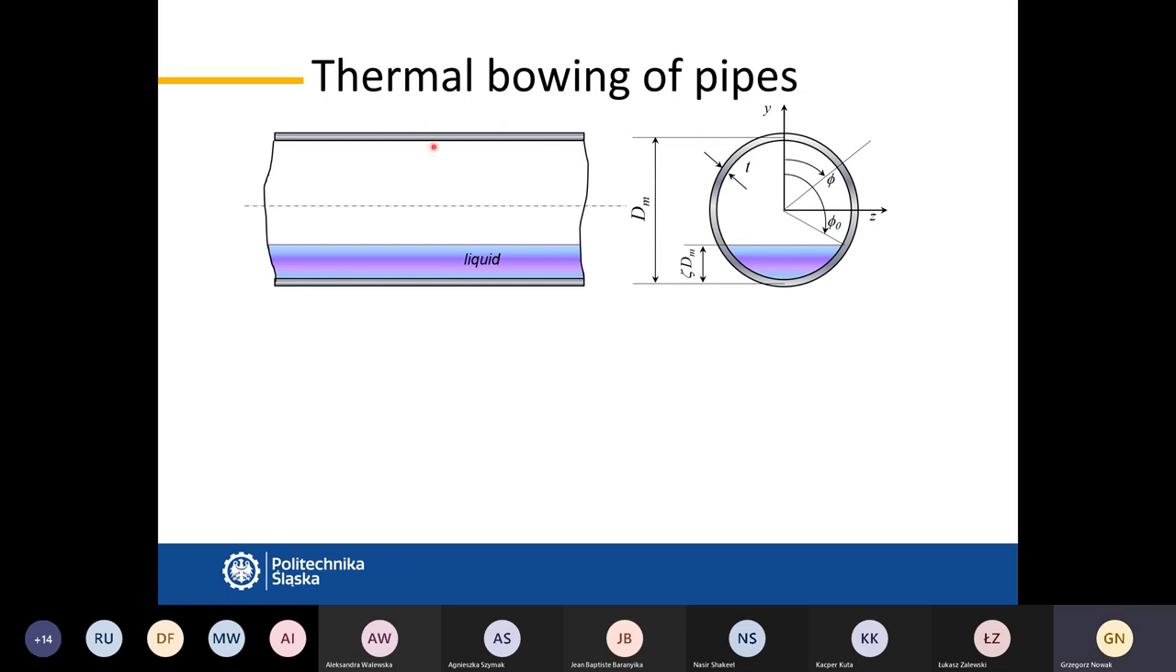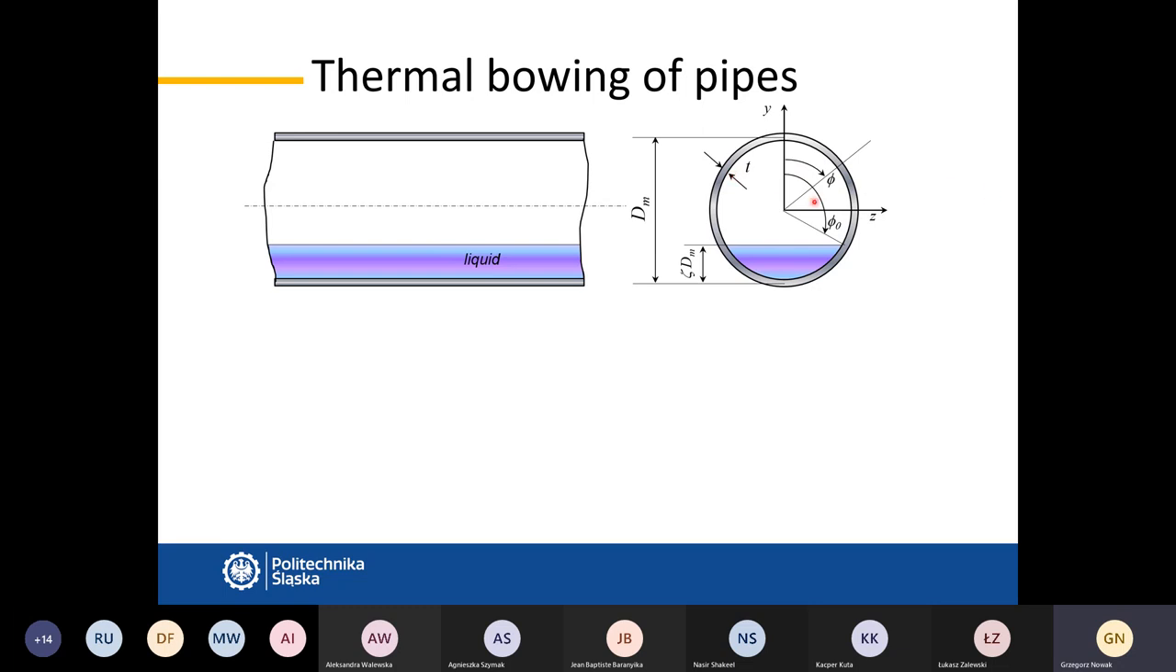This is a straight pipe of a given diameter, the mean diameter dm, as the mean diameter of the pipe. So from the center of the wall thickness to the other center of the wall thickness. So this is the mean diameter of the pipe. The wall thickness is here given by t.